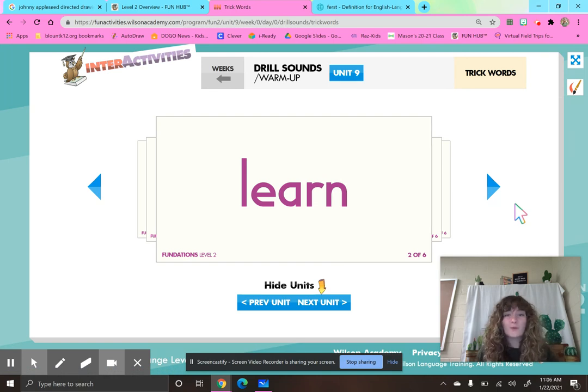Our next trick word is learn. What's the word? Learn. Let's skywrite it. Here we go. L, E, A, R, N. Learn. And let's write it on our arm. L, E, A, R, N. Learn. What's this word? Learn.